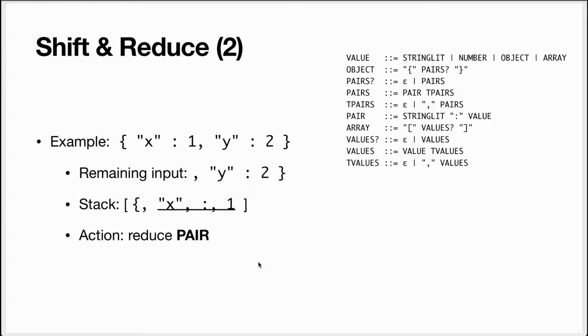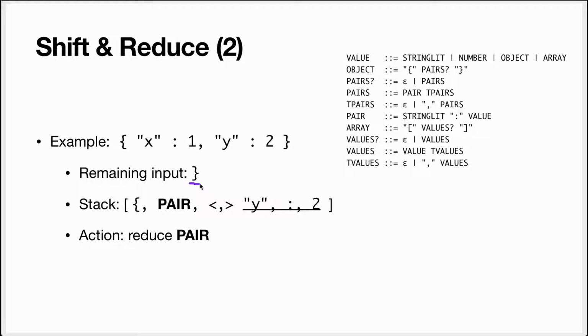Let's do another example. In this case, we're going to do an object with 2 keys. And what I want to show you here is how it behaves when there is recursion. So we're going to skip the start of the process and we're going to shift these 4 tokens onto the stack. So what's left is the comma and everything afterwards. In this state, just like in the first example, the first action is to reduce these 3 tokens to a pair. The next thing we will do is shift the next 4 tokens onto the stack.